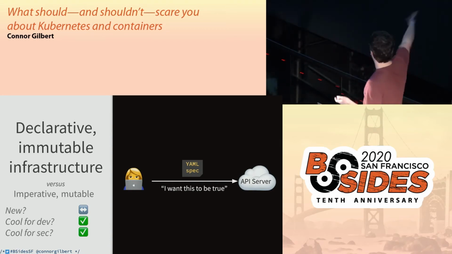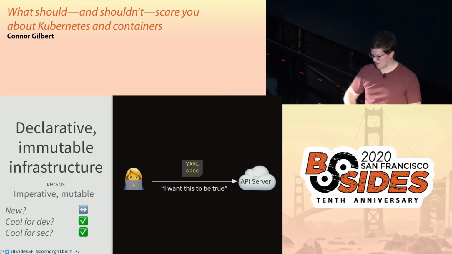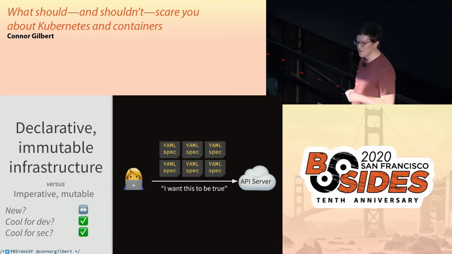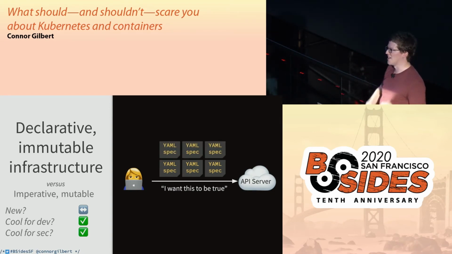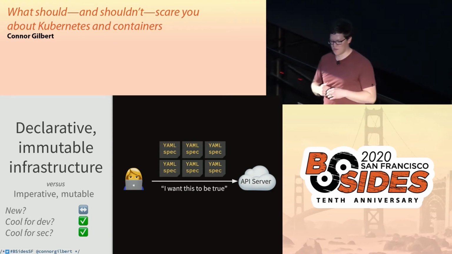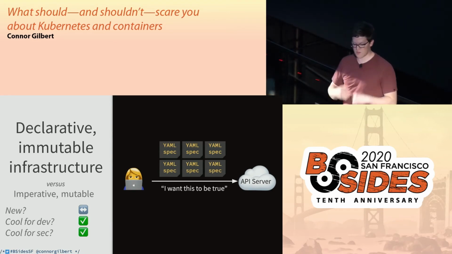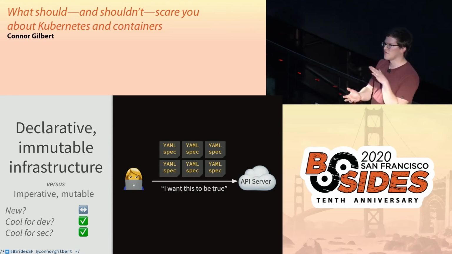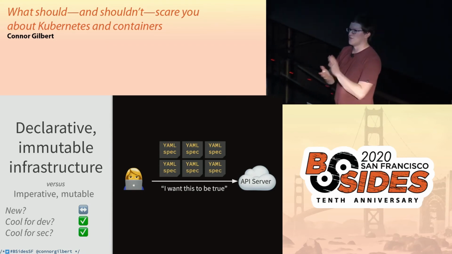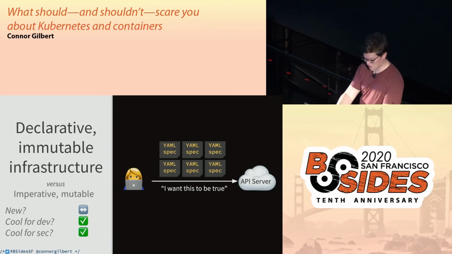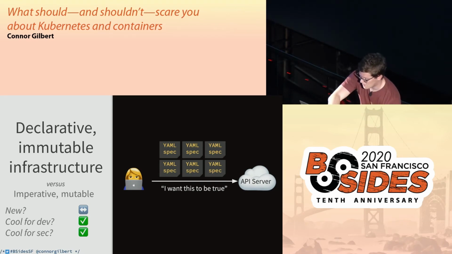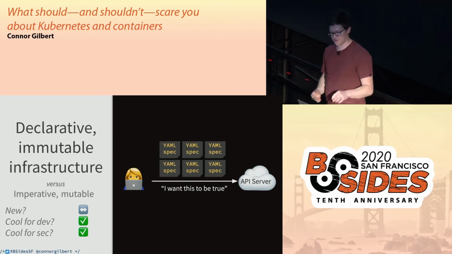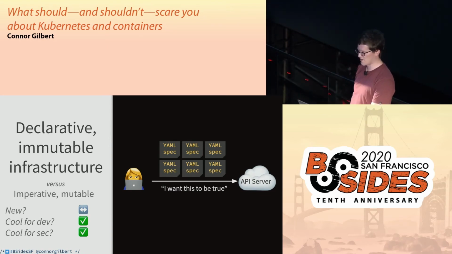So basically, like in Kubernetes, you end up just saying, I want this to be true. And you send a YAML, or more like 6 YAMLs, to the API server, and it kind of just does it for you, which is not a brand new concept, but pretty cool. And then it's neat for dev because it sort of reproduces. It's also cool for security because you have so much information. More on that in a second.